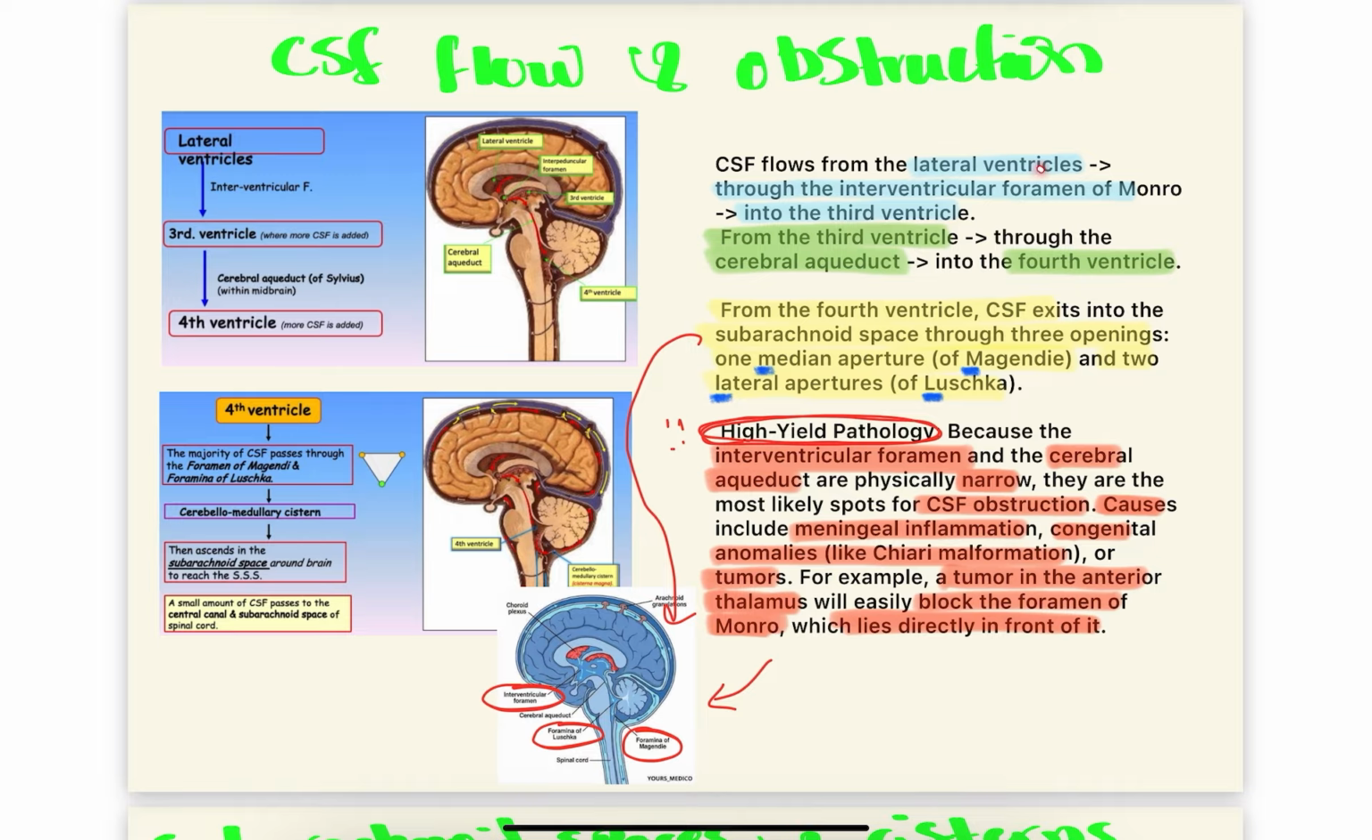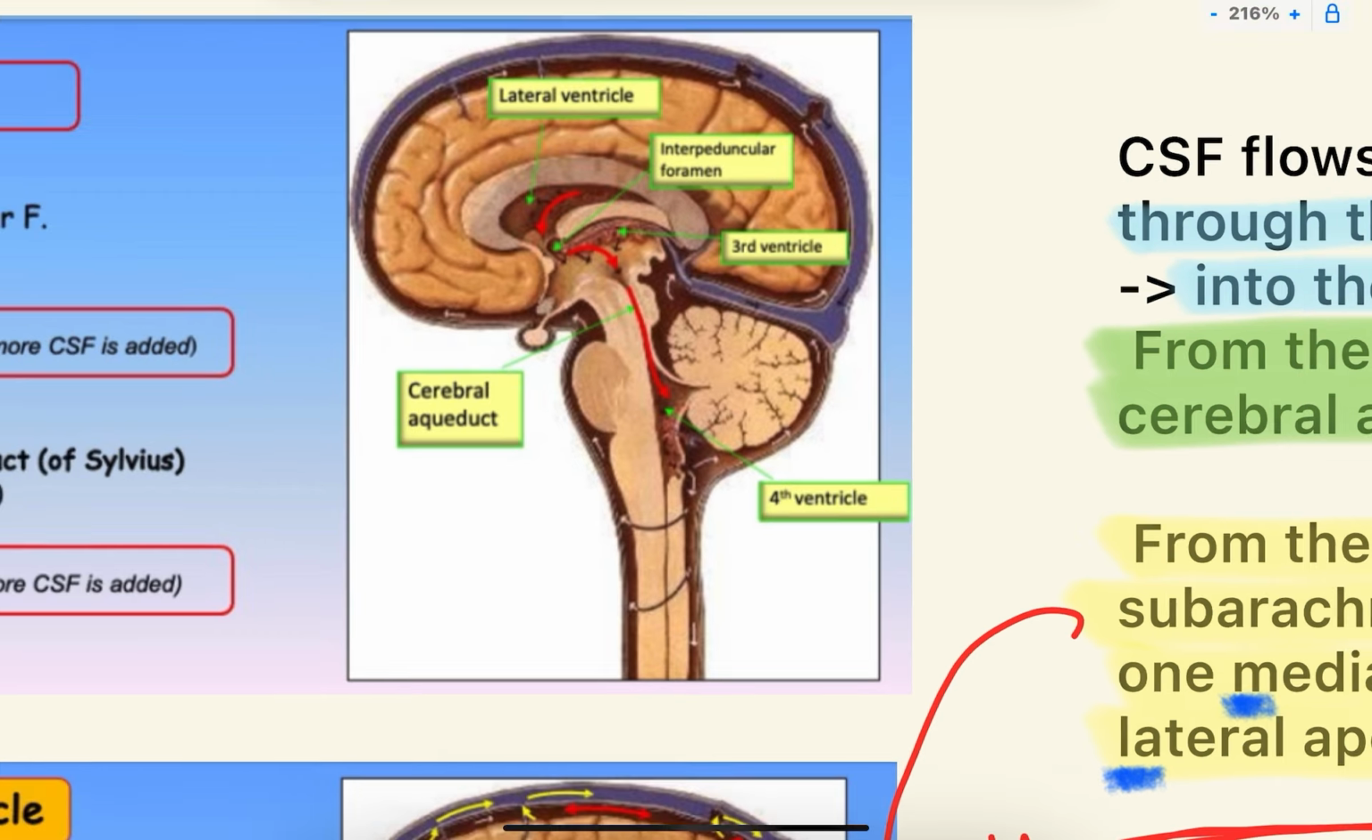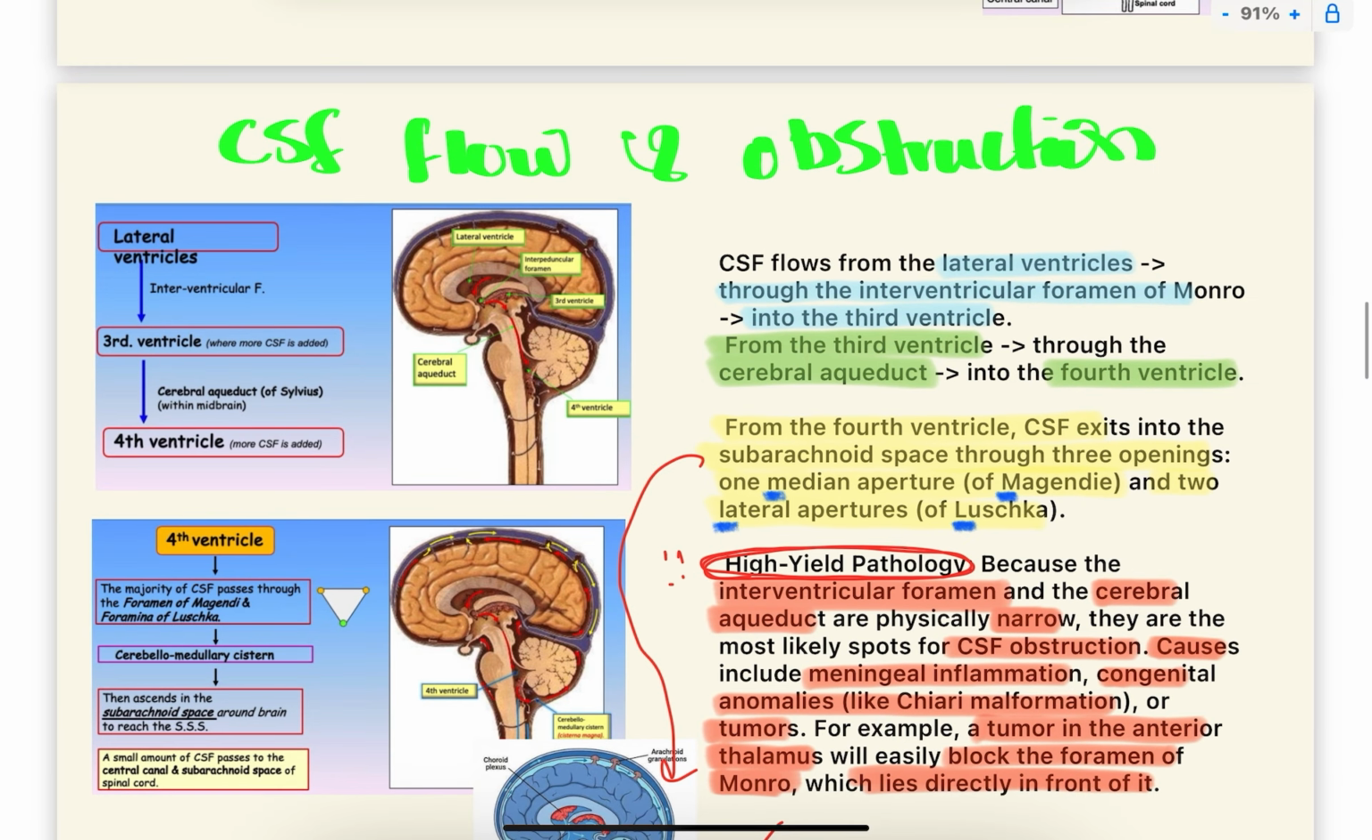We said it goes through the interventricular foramen of Monro. So from the lateral ventricle, it needs to go to the third ventricle through this foramen of Monro. And then it will go from the third to the fourth ventricle. The third ventricle from the diencephalon to the fourth ventricle of the hindbrain, going through the cerebral aqueduct of Sylvius, the one that we talked about coming from the midbrain passage.